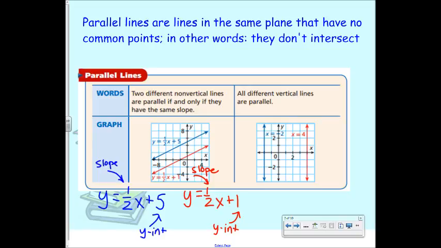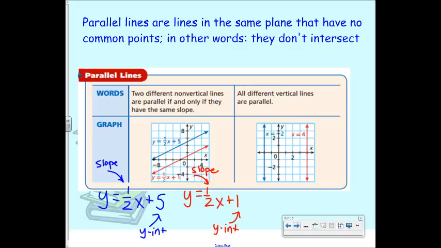So Brian, if the slope were the same and the y-intercept were the same, what would they do? They'd be on top of each other. We call those coincident lines. You don't need to know that right now, but in geometry we'll talk about it again. So coincident lines are lines that are just on top of each other, okay? In this case, to be parallel, they have to have the same slope, but different y-intercepts.